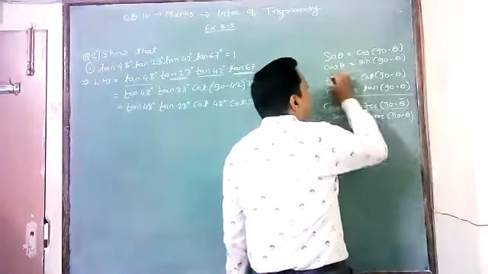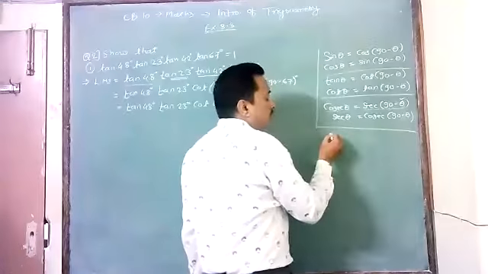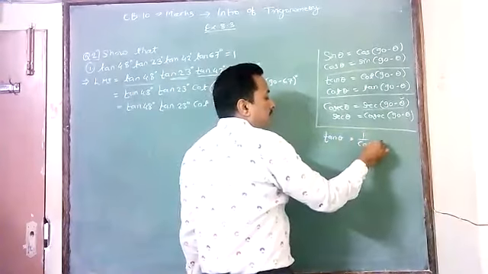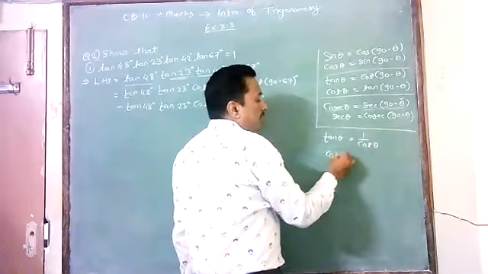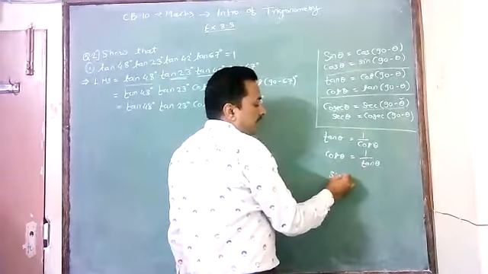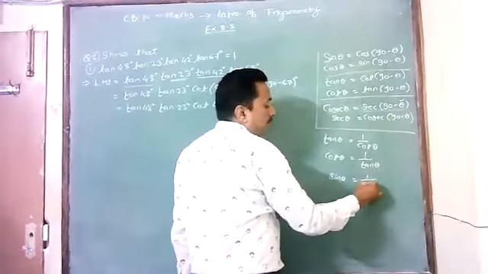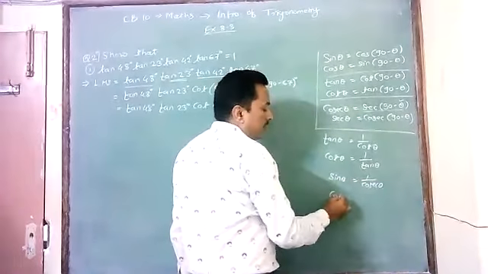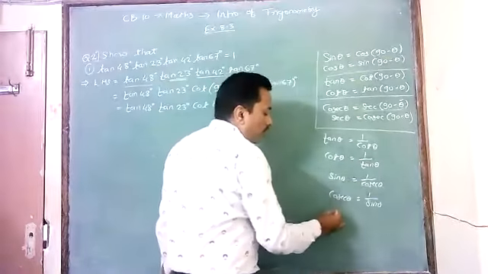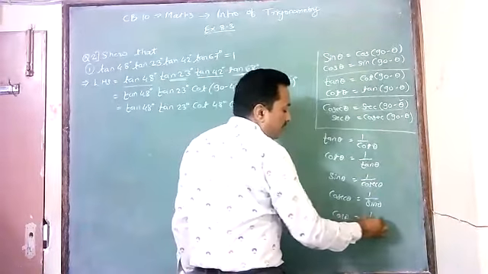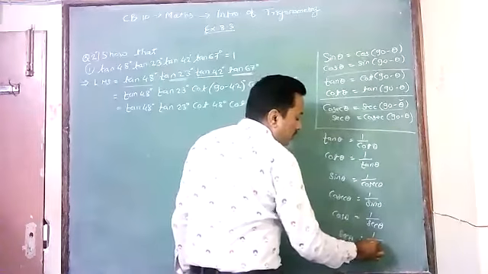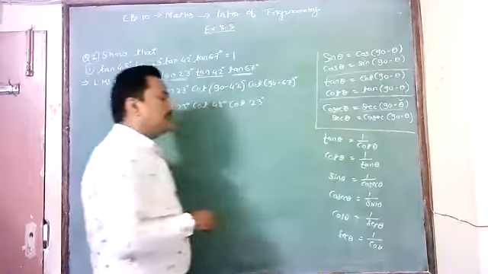We know one more identity, that is the identity of the reciprocal. So tan theta is equal to 1 upon cot theta, and cot theta is equal to 1 upon tan theta, as well as sin theta is equal to 1 upon cosec theta, and cosec theta is equal to 1 upon sin theta. Same for the cos also, cos theta is equal to 1 upon sec theta, and sec theta is equal to 1 upon cos theta. These are reciprocal to each other.